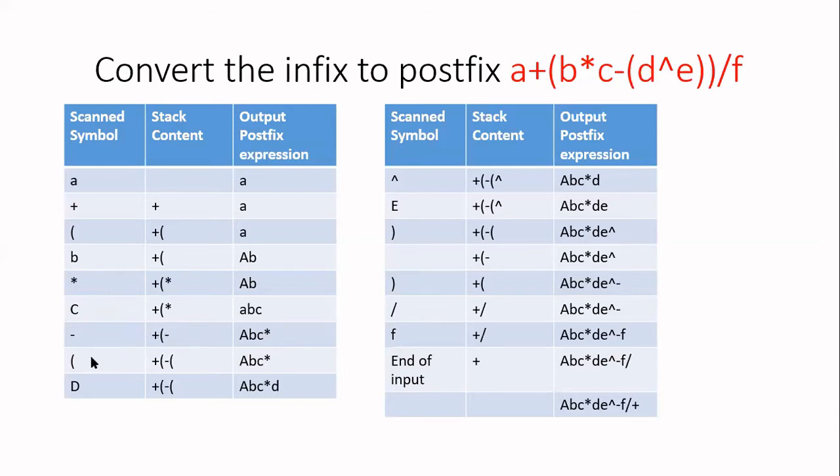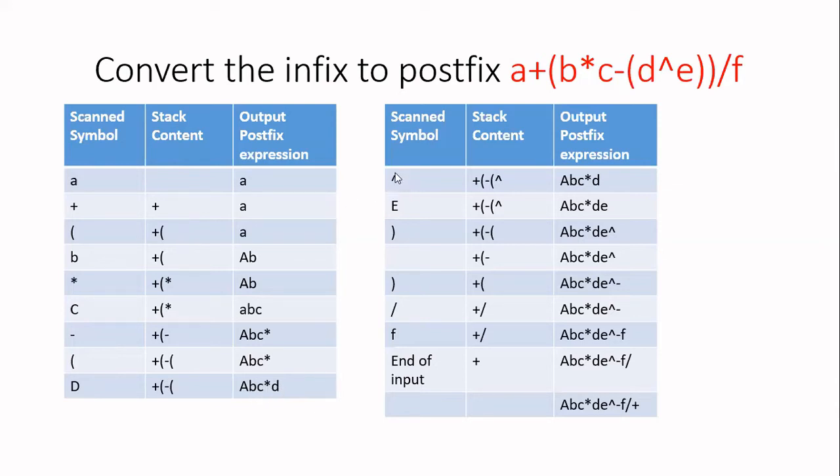And then scan the next character. The next character is again one more open parenthesis. When you get an open parenthesis, just push it on the stack. So I now have an open parenthesis pushed onto the stack here. Next, I have D. D is an operand. So when you get an operand, write it at the output. So now I am writing D at the output. So I have ABC multiply and then D.